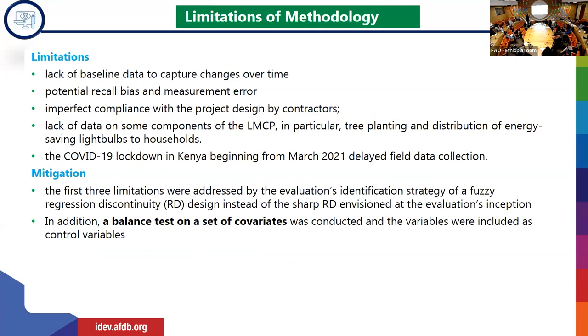So there are a number of limitations, but most of these limitations were actually mitigated using the fuzzy regression discontinuity design that I have talked about. So I'm not going to dwell on that. And as I mentioned before, we also did a balance test on a set of covariates, just to compare whether the control and the treatment groups were actually similar.